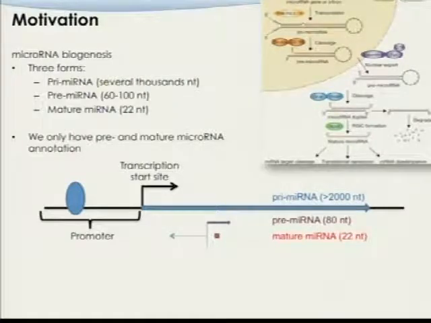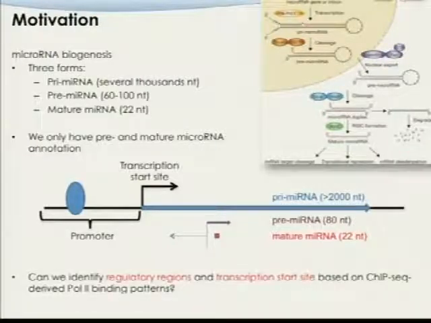So when we look for the binding sites of transcription factors we're interested in, we always go to this region, which is really off target. It's not in the promoter regions. So our goal for this project, at the time that we had RNA polymerase II ChIP-seq data, was to see whether we can identify the regulatory regions and transcription starting sites just based on ChIP-seq derived RNA polymerase II binding patterns.